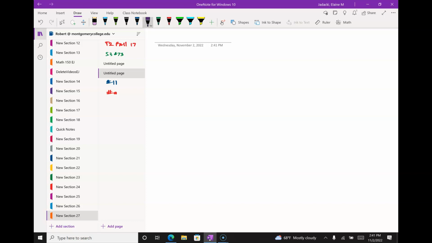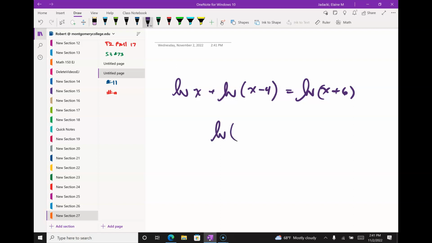So this is number 17 on that test. ln of x plus the ln of x minus 4 equals the ln of x plus 6. Do you see, Sina, anything on the left that you can do? You can combine this into a single ln on the left, but what do you do with the arguments? Multiply them. So I get x squared minus 4x.